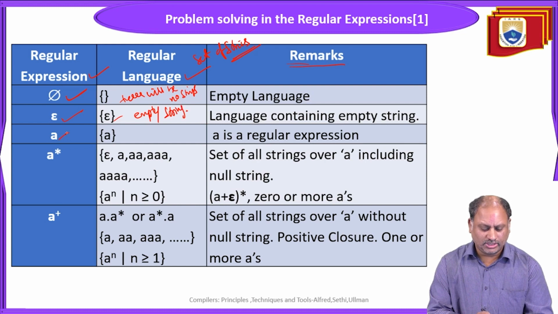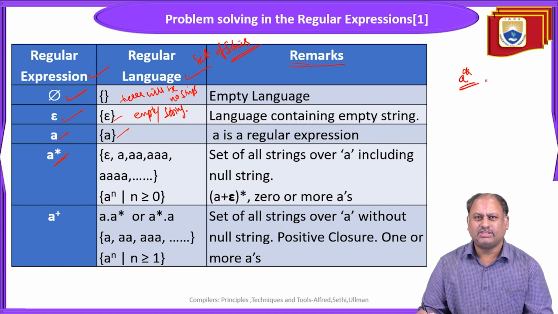If you take the regular expression A, it denotes a language containing one string, that is A. That means A is considered a regular expression. Now, what is the language denoted by the regular expression A star? A star means A power 0, A power 1, A power 2, A power 3, etc.